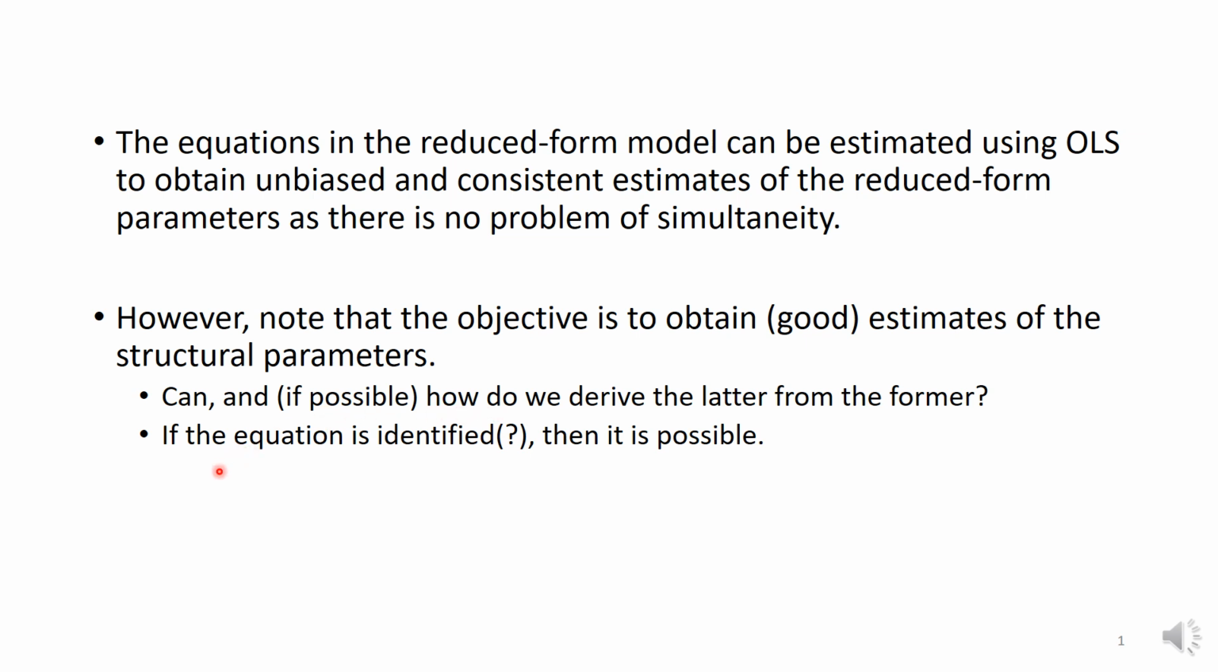We can only do this, for the first question, if the equation is identified. Remember, your simultaneous equation model has many equations, so you have to go through equation by equation, and if a particular equation is identified, then it is possible. If the equation is not identified, then it is not possible. What do we mean by an equation identified or not identified? We now want to talk about the problem of identification.